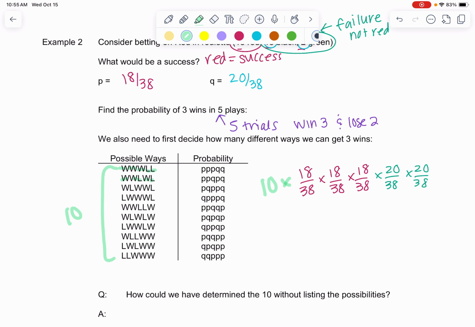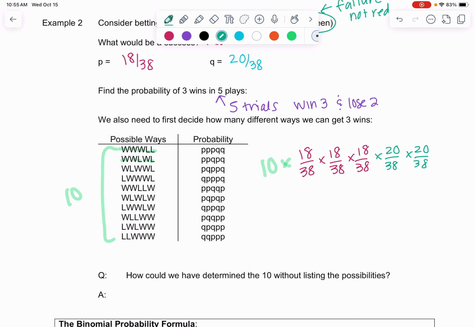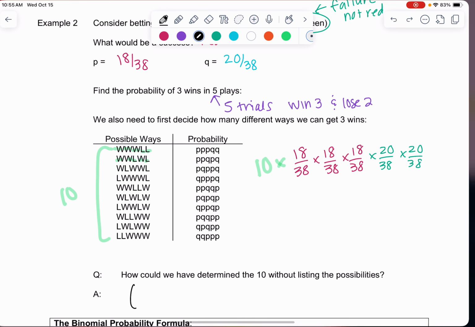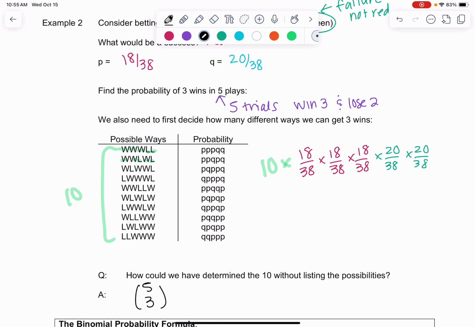But this is why we learned that new function. So that new function we learned will find 10. So go ahead and do 10. Oops, not 10. We're doing 5 games, and we want to win 3. So that's the same as 5 choose 3. So if you type this on your calculator, it's going to find this number 10 for you. So that's what this new function is telling us.